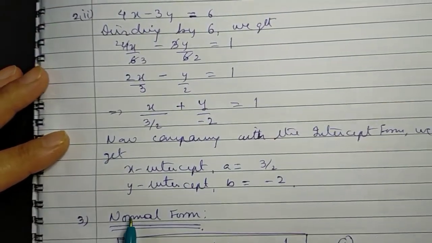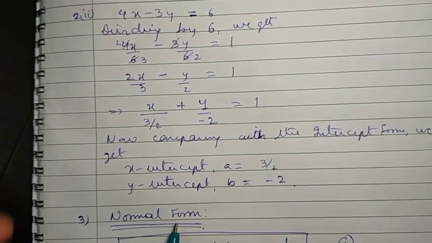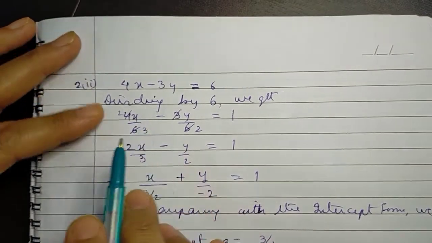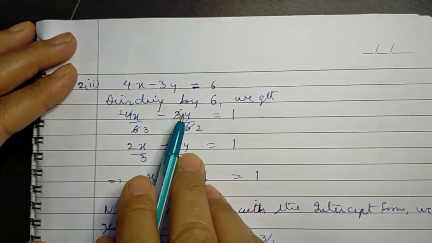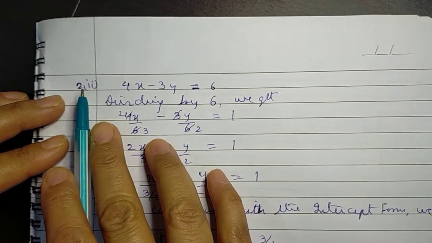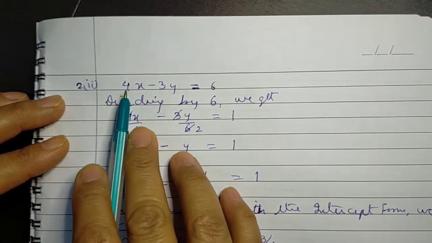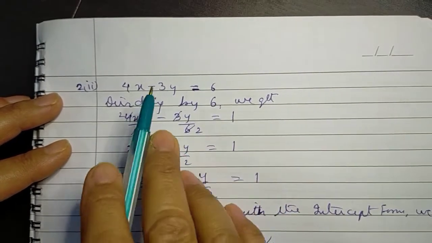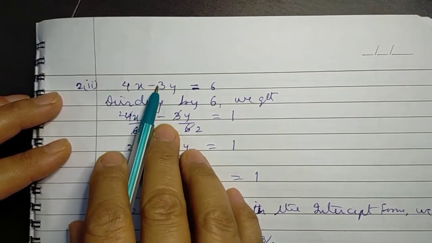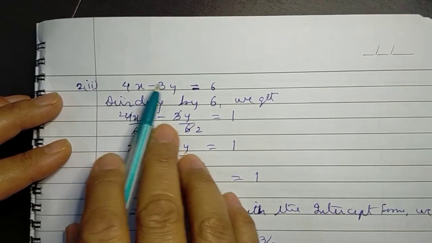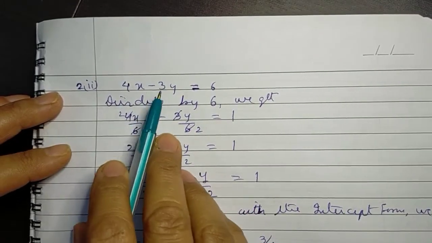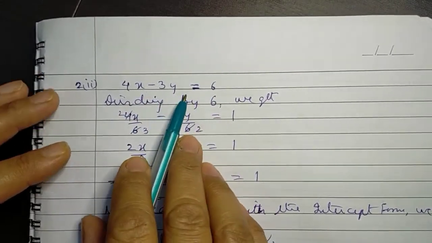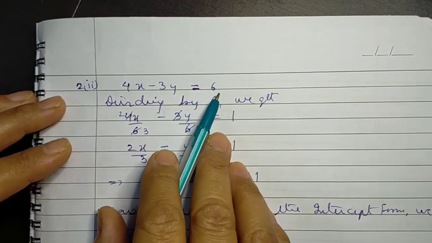Before coming to the next important form, that is normal form, let us take up one more example to prove a point, and that is, the next example is question number 2, second part. 4x minus 3y equal to 6. Now here you can see that there is a negative sign in between the x and y terms. Now how do we deal with such things?